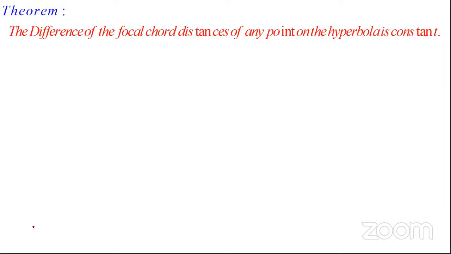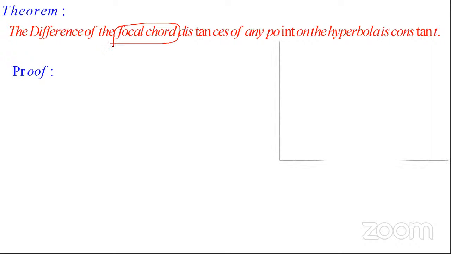Now the next theorem. It is most important and a repeated question for IPE. The difference of the focal distances from any point on the hyperbola is constant. Focal distance means, as in the previous ellipse and parabola, the distance from a point on the curve to the focus; that is called the focal distance.